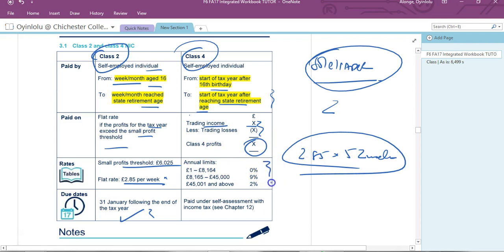But here, of course, this is what's critical: when do you start deciding whether or not this person will pay class 4? It's similar to the employee, if you like, almost trying to line things up. The same sort of 0, 9, 2%, and the same kind of boundaries. You can see exactly what's going on. And this is paid under self-assessment. We'll see this in chapter 12.